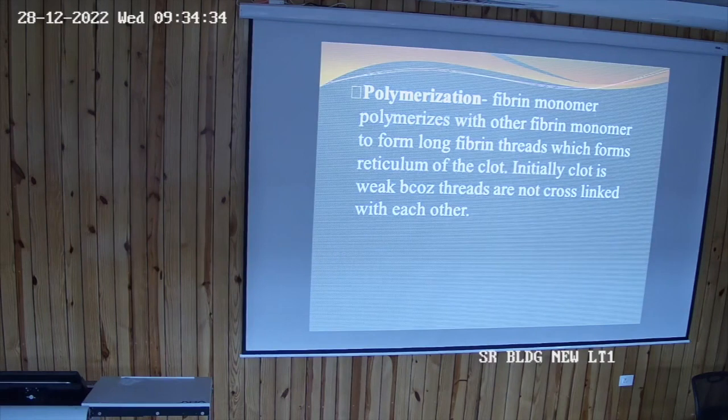Polymerization is the combination of monomer fibrins and converting them into a meshwork of fibrin threads. Initially, the clot is weak because the threads are not cross-linked with each other.